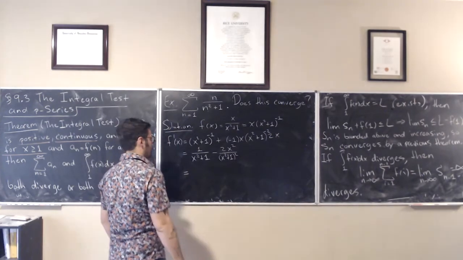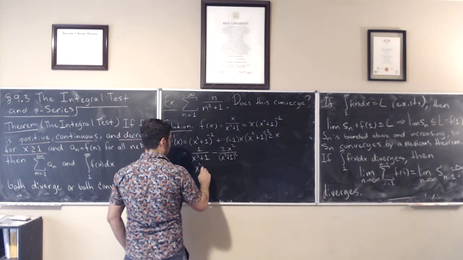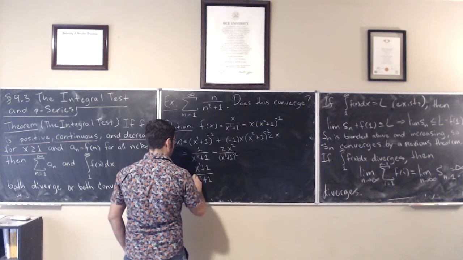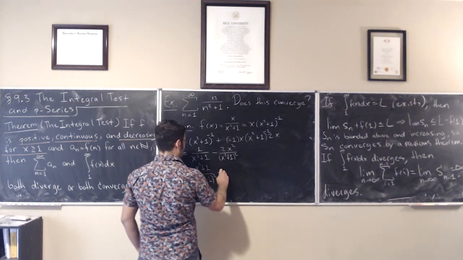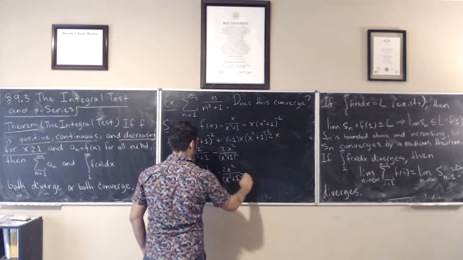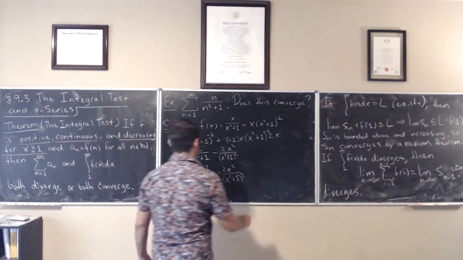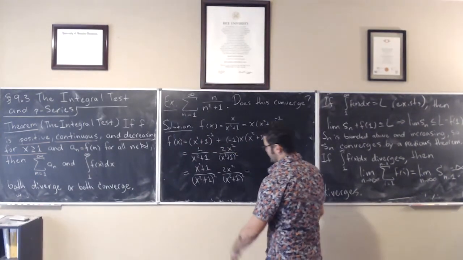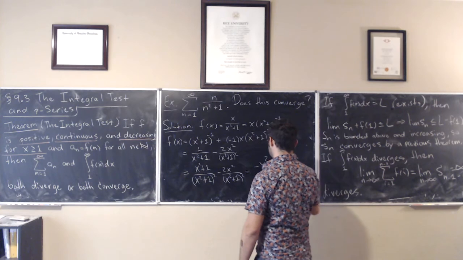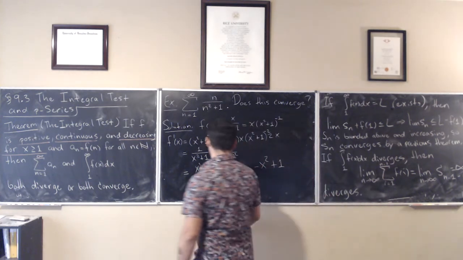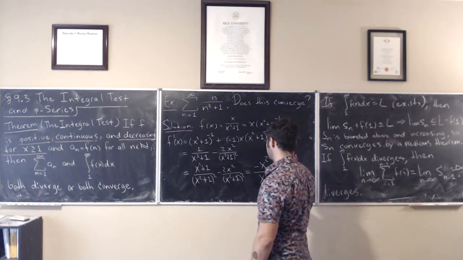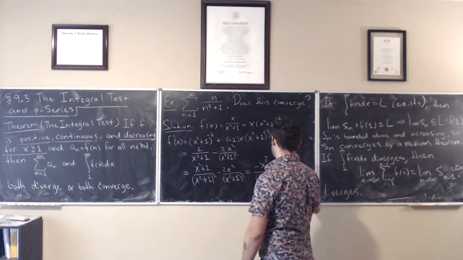So combining like terms, that's x squared plus 1 over x squared plus 1 squared, minus 2x squared, all over x squared plus 1 squared. And this becomes minus x squared plus 1, all over x squared plus 1 all squared.